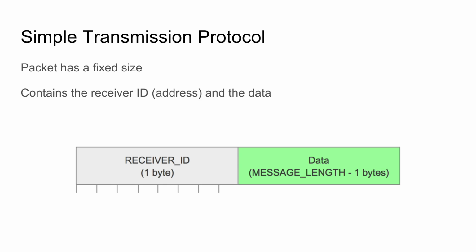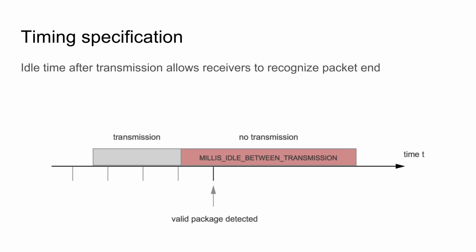This illustration shows the protocol which the system is using, and it's pretty simple. Every packet has a fixed size, and the first byte is the receiver ID, while the remaining bytes are the data. There's some timing to care about. After sending a packet, the transmitter has to wait for some time until transmitting the next packet, because this time is used by the receivers to recognize the end of the packet and sometimes work with it.